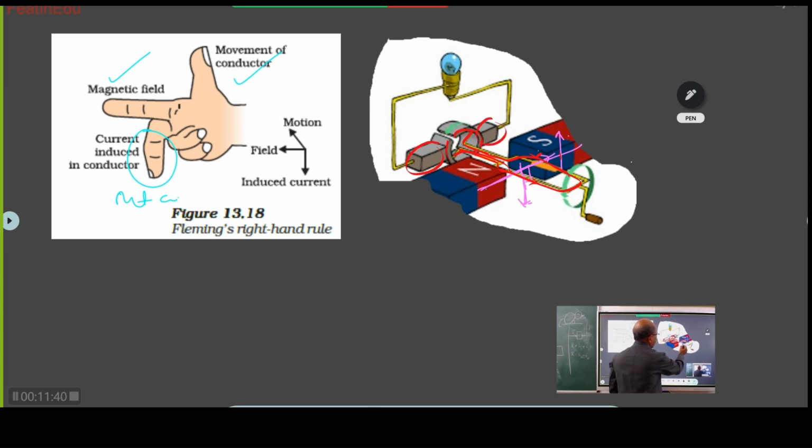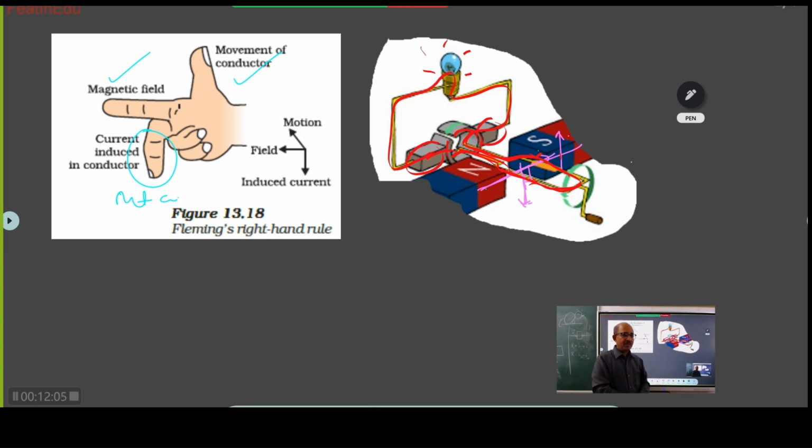Yes, sir. So what happens? See here, the current is traveling like this, through the brush, like this, to the bulb, and then it is coming back here. So what happens? The bulb will glow. When will it glow? When you rotate this. You rotate it slowly.